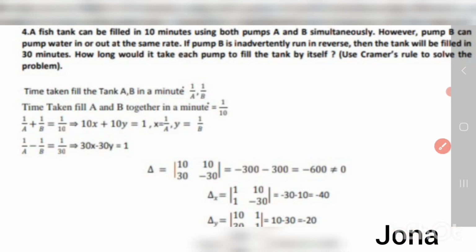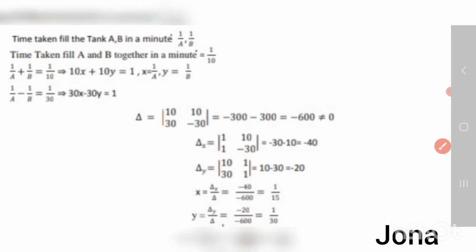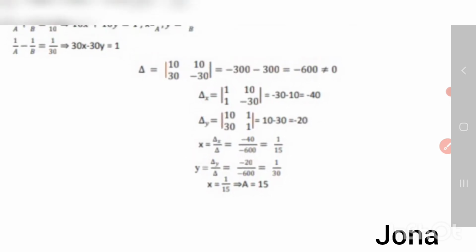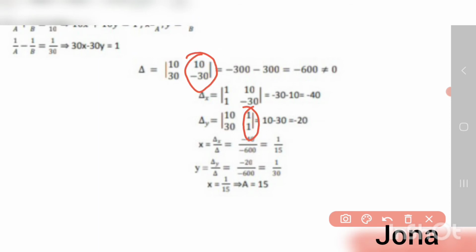And then I want to find the value of del y. Here in the place of y, the second column, I have to replace this 10 and minus 30 by 1 and 1. Keep this 10 and 30 as it is. And then we want to find the determinant value. It's nothing but 10 minus 30, it's nothing but minus 20.